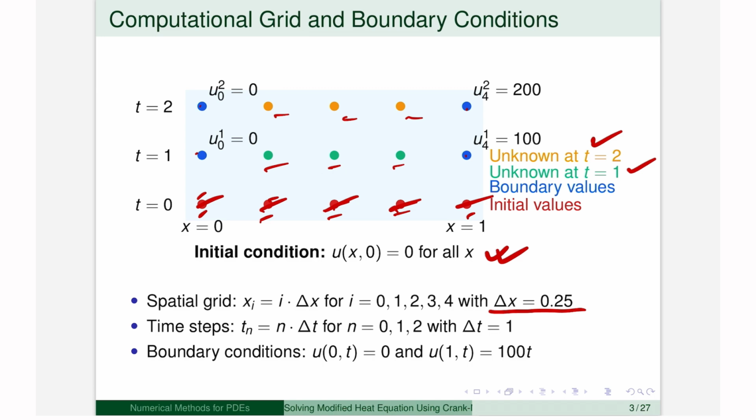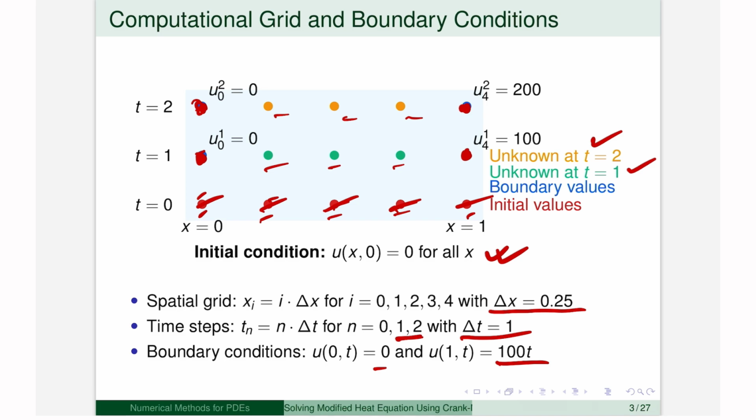The time step tn is n times del t, so n is equal to 0, 1, 2, because we have to calculate only 2 steps, so here del t is equal to 1. And the boundary condition is given, so here u(0, t) is equal to 0, so this boundary and these boundaries are given, and this boundary and this boundary are also given in the boundary condition. So u(0, t) is 0, so these two values are 0, and u(1, t) is 100t, so that is also given. If I calculate at t equal to 1, that node will be 100 and that node will be 200.